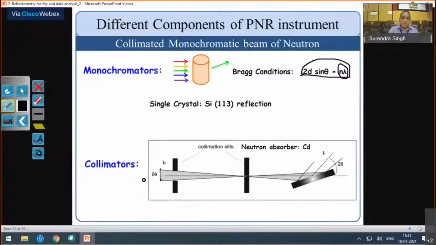Okay, a collimator is nothing but two slits of different size, made of neutron absorbing material, and you get the delta theta from it. And from the monochromator you get delta lambda, because sometimes your crystal is not a perfect crystal, but has a mosaic spread, because small crystals are randomly oriented. That is called mosaic spread, and that gives you the delta lambda, and the collimator gives you delta theta. These two factors are very important in neutron reflectivity. I will explain that. So this is the monochromator, this is the collimator.